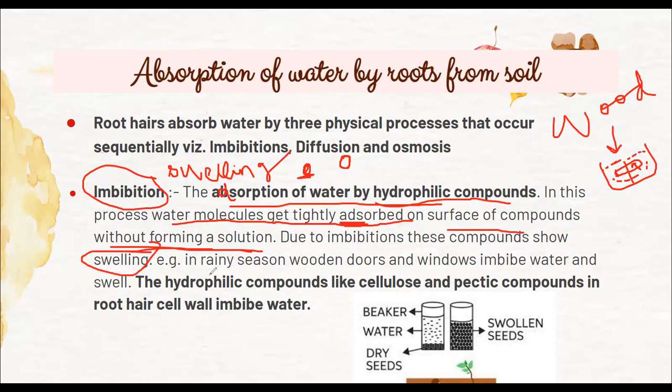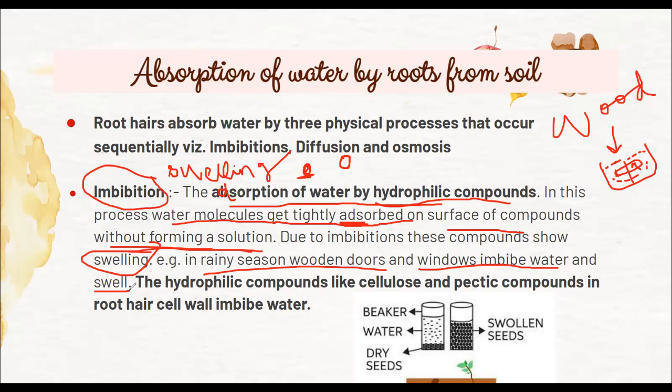Because of this, the article or compound shows swelling. For example, in the rainy season, wooden doors swell up, right? Because there is a lot of moisture in the air, they take up water and adsorb it onto the surface. Windows also imbibe water and swell up. The doors and windows swell up if they are made of wood.